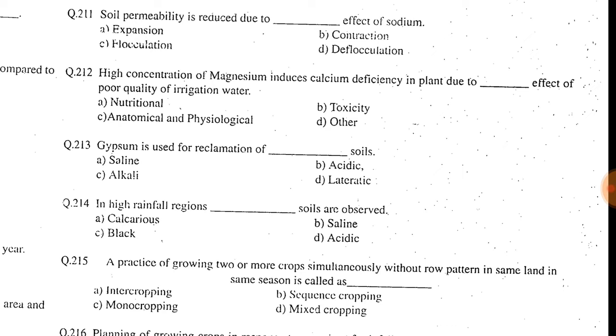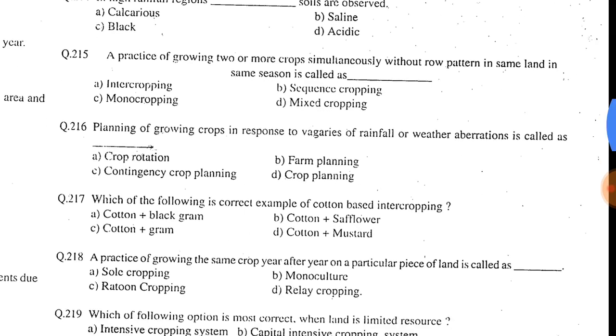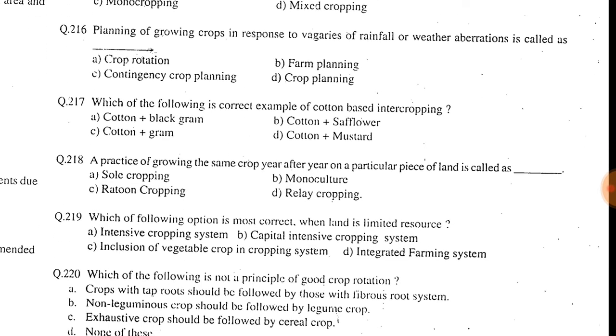215. A practice of growing two or more crops simultaneously without row pattern in same land, same season is called mixed cropping. 216. The planning of growing crop in response to vagaries of rainfall or weather aberration is called as contingency crop planning. 217. Which of the following is correct example of cotton based intercropping? Cotton plus black gram. 218. A practice of growing the same crop year after year on a particular piece of land is called monoculture.